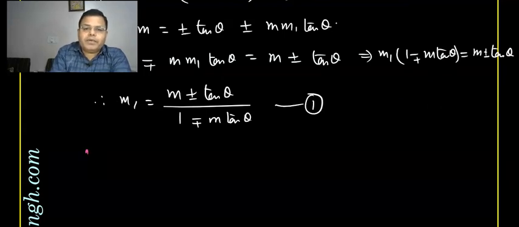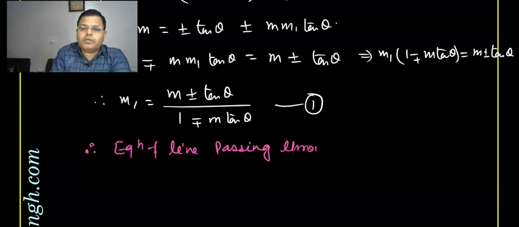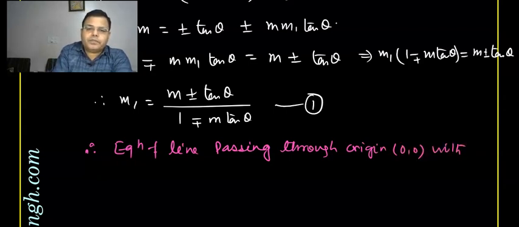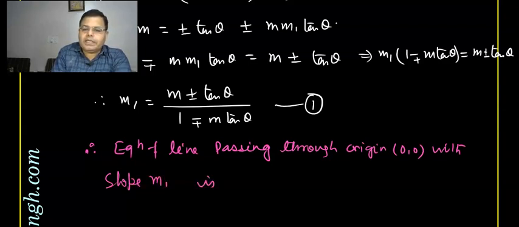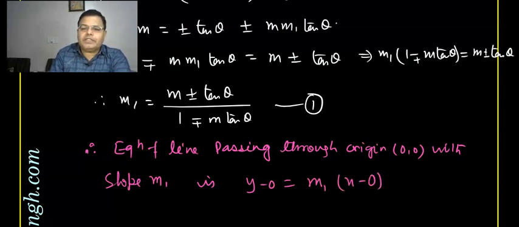Therefore, the equation of the line passing through the origin (0, 0) with slope m1 is y minus y1 equals m1 times (x minus x1), that is, x minus 0.